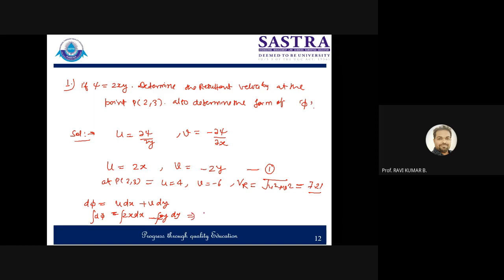So we can say that phi is equal to, this will become x square, right? So x square minus y square plus constant. We got this. Yes or no? Yes, sir. Now, once you got this, we need to know the value of the constant. So how to find that? That is called reverse engineering, that we need to do.